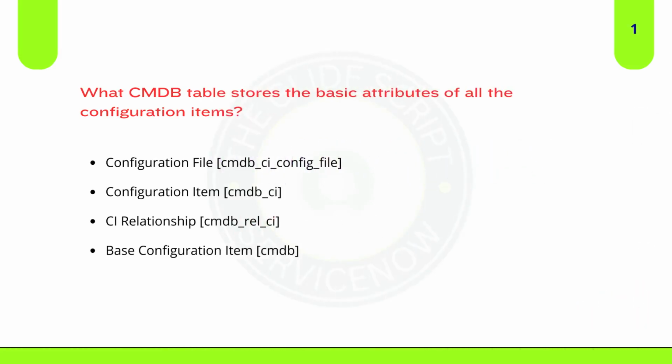What CMDB table stores the basic attributes of all the configuration items? There are 4 options given. Pause the video, try to answer by yourself. It's very easy. The answer is option B, configuration item, cmdb_ci. So the configuration item cmdb_ci table stores the basic attributes of all the configuration items.